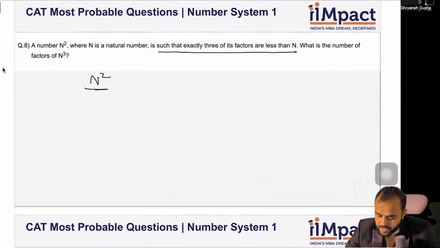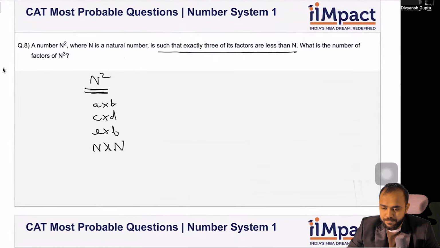Moving on. A number n square is such that exactly three of its factors are less than n. So if we were writing the factors of n square, we will get a into b, c into d, e into f, and n into n.